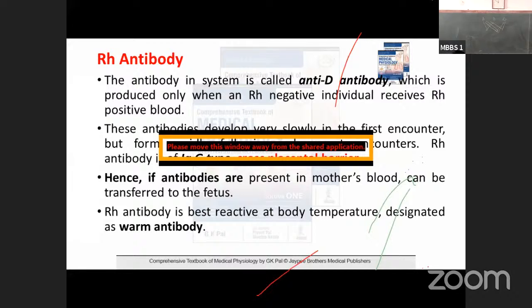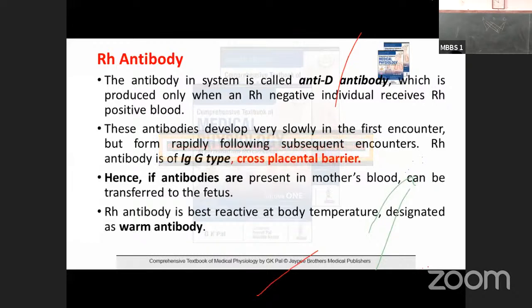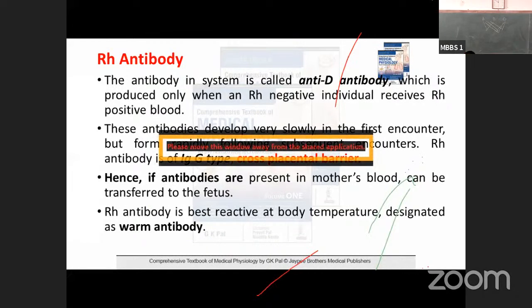These Rh antibodies are produced in the Rh negative individual when they receive Rh positive blood. When an Rh negative person is mistakenly transfused with Rh positive blood, what happens? There is clumping, or agglutination, and antibodies will be developed. These antibodies are the IgG type. They cross the placenta, so erythroblastosis fetalis develops in the Rh negative mother.